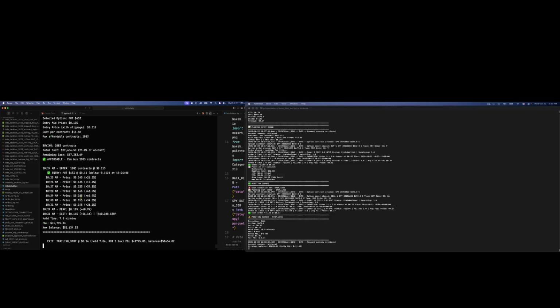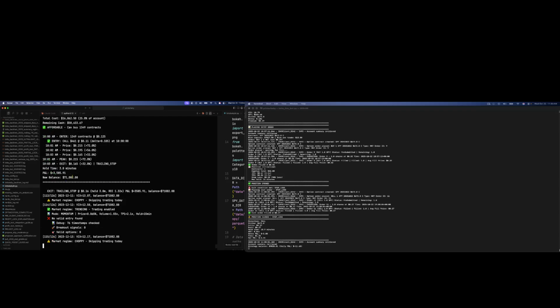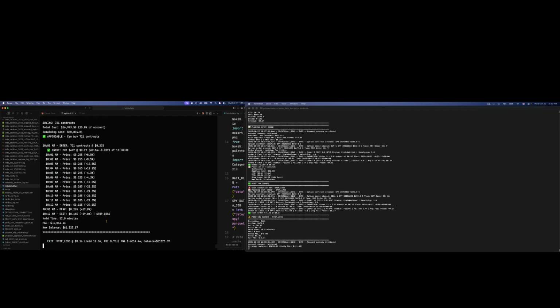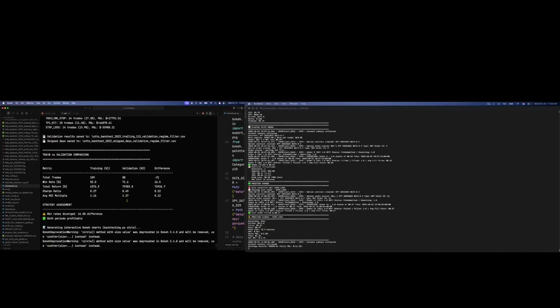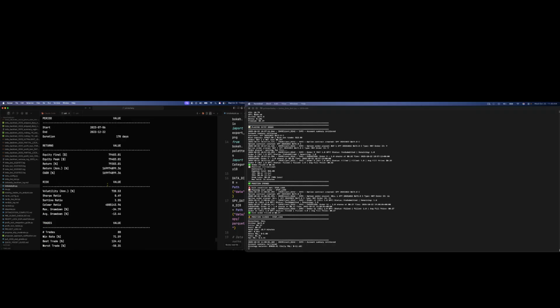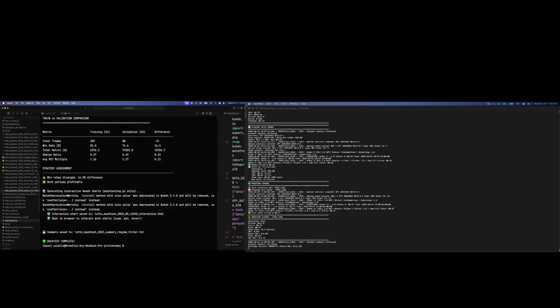$50,000 from 100. 67,000 from 100. 71K from 100. Started at $100. We're about to touch 80,000. 88 trades. So y'all can see, I ain't bullshitting you.